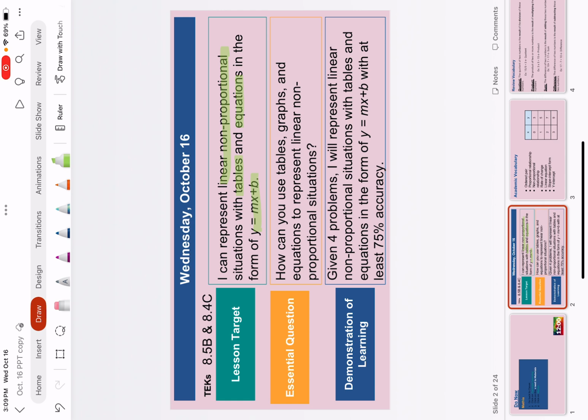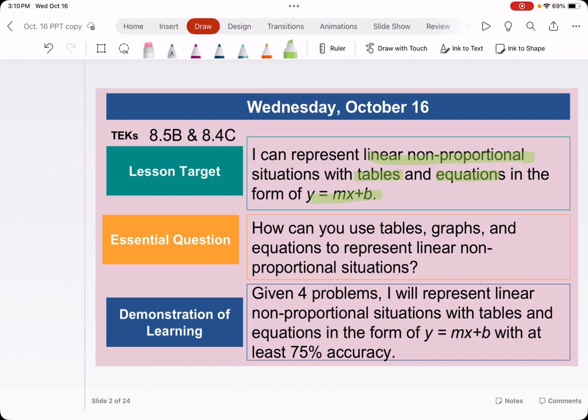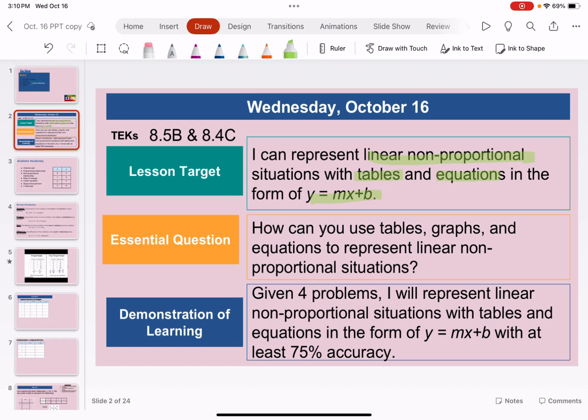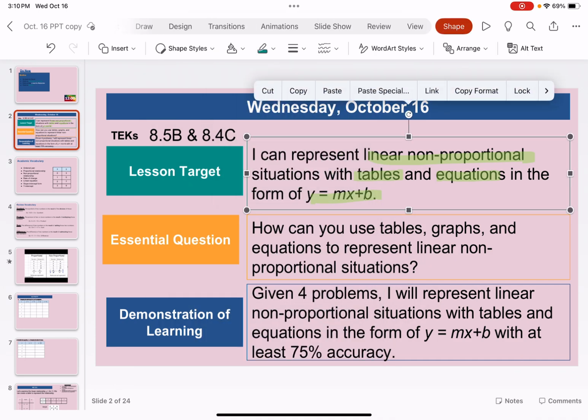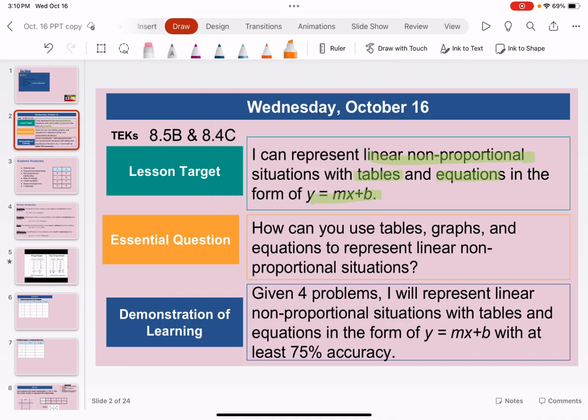Welcome to today's lesson on representing linear non-proportional situations with tables and equations in the form of y equals mx plus b. We have two TEKs for today. It's 8.5b and 8.4c. Our essential question is, how can you use tables, graphs, and equations to represent linear non-proportional situations?